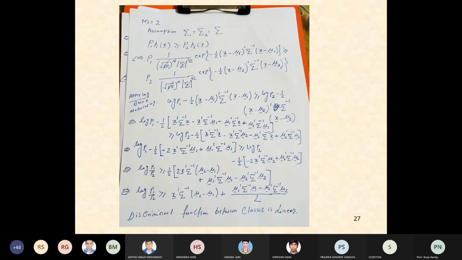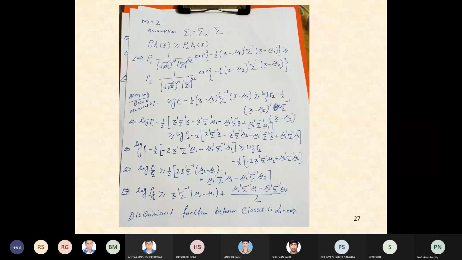exp of minus half (x minus mu1) transpose sigma inverse (x minus mu1) is greater than or equal to capital P2 times 1 by root over 2 pi to the power n, sigma to the power half, exp of minus half (x minus mu2) transpose sigma inverse (x minus mu2). Here x should have a bar below it, because it is a vector. I missed writing this dash.